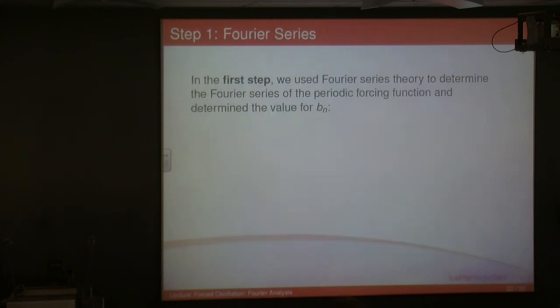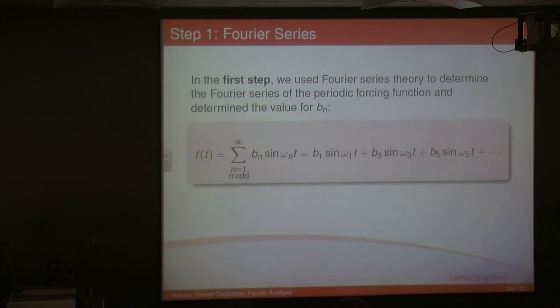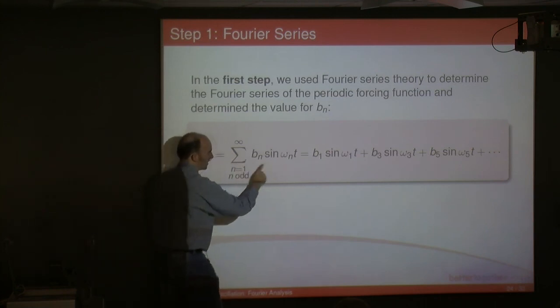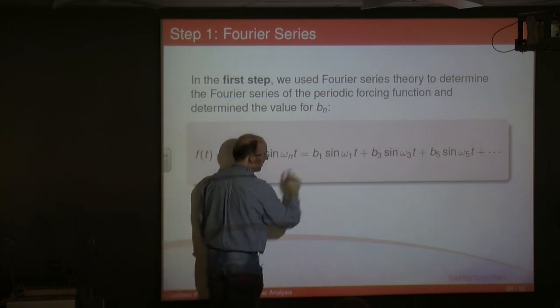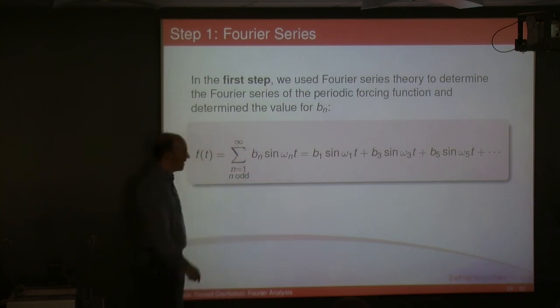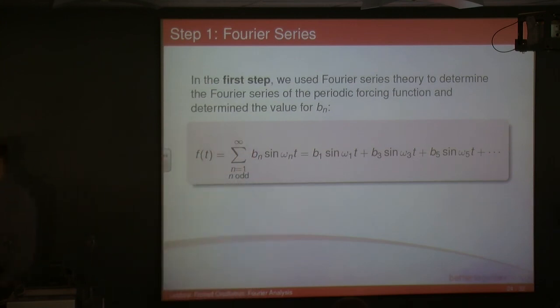So, to summarise the steps. Step 1, we've got the Fourier series. And that's what we worked out the Fourier series to be. So f of t, like I said, is the sum of these terms. So obviously b1 sine omega 1 t plus b3 sine omega 3 t and b5 sine omega 5 t and so on, ad infinitum.